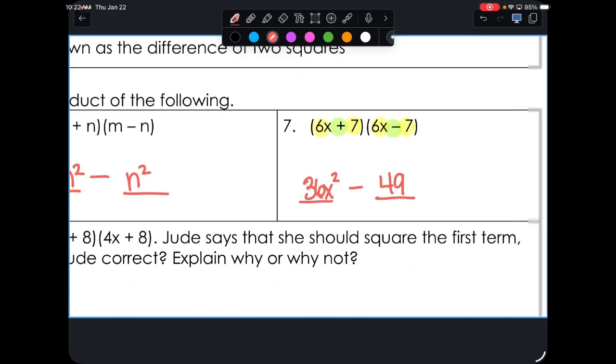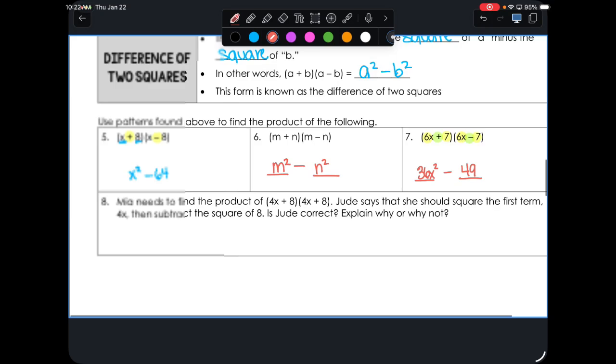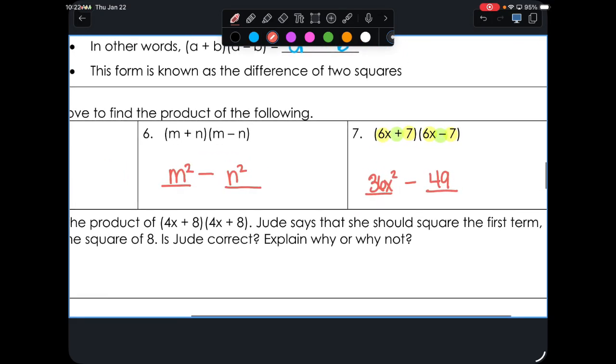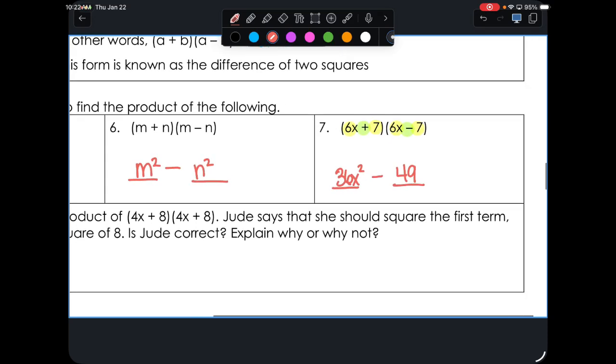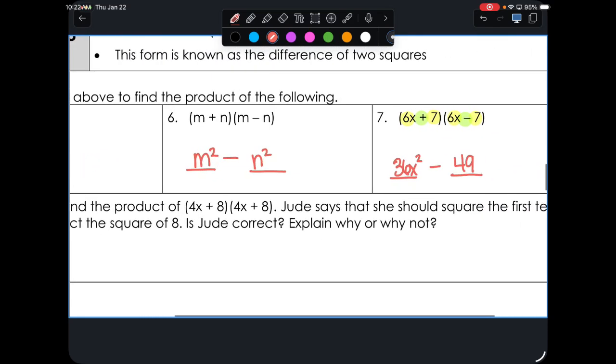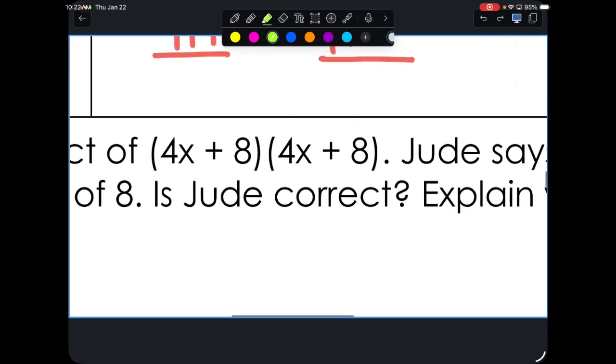All right. So it says Mia needs to find the product of 4x plus 8 times 4x plus 8. Jude says that she should square the first term and then subtract the square of 8. Is he correct? Yes or no? No. Why not? Is this an example of difference of squares? No. Why not? It's an example of a perfect square trinomial. Thank you. They're both plus signs.